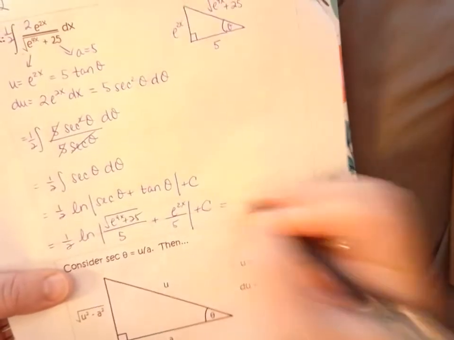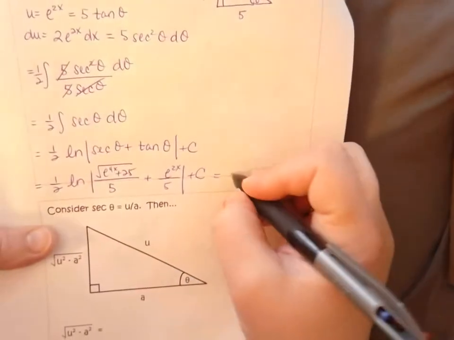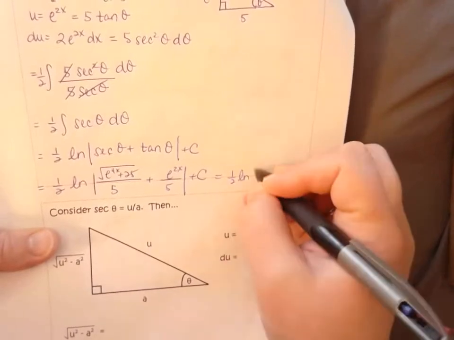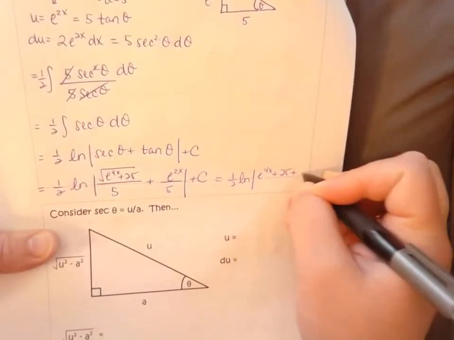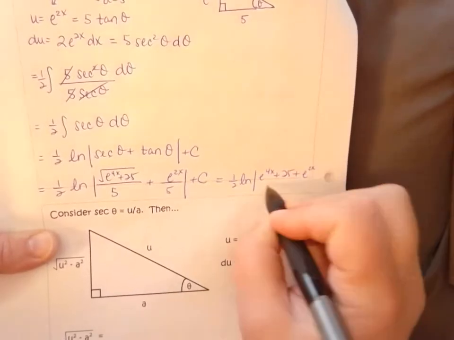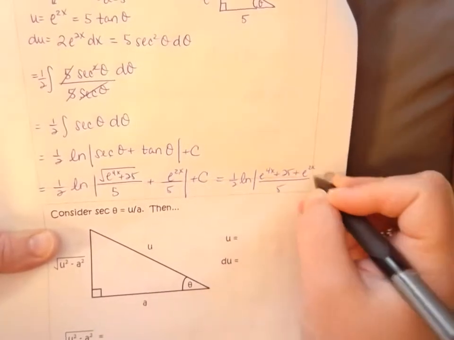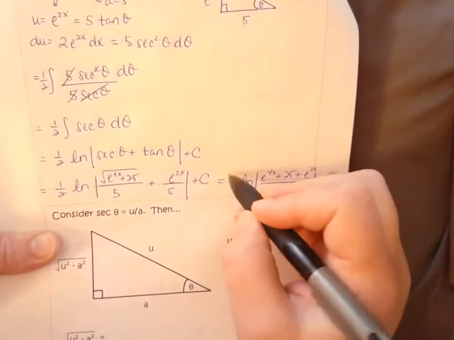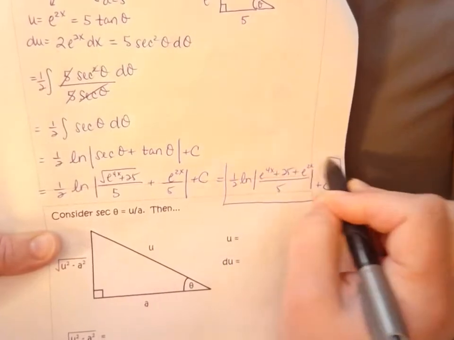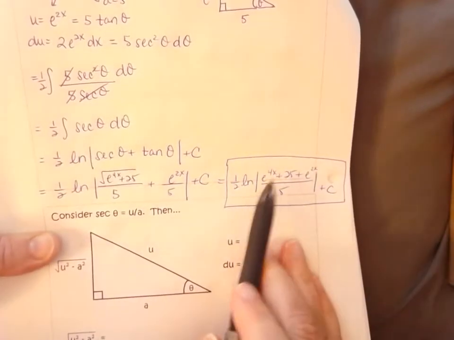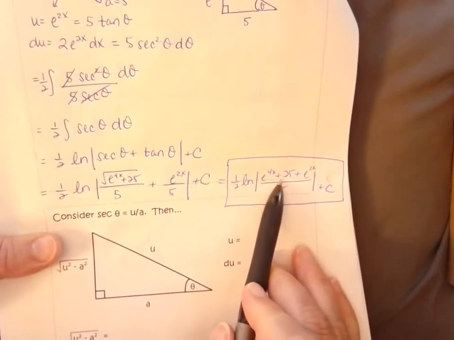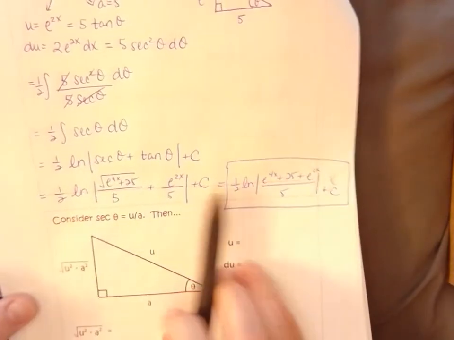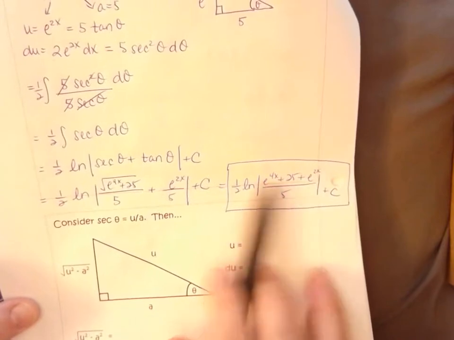Just to clean it up for my own good, I apologize for this paper moving. Natural log of e to the 4x plus 25 plus e to the 2x all over 5 plus c. You don't have to do that. You also don't need absolute values because e to the 4x will be positive, e to the 2x will be positive, 25 is positive. And no, I cannot put these two together because they have different exponents.